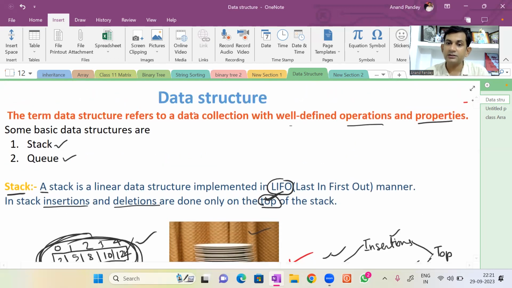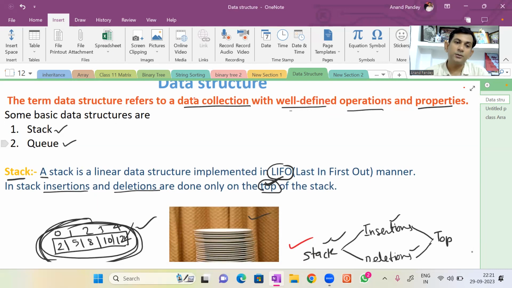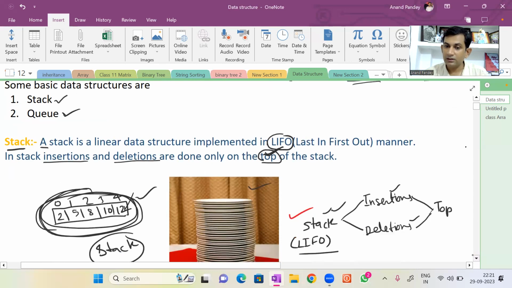Okay, so stack is a data structure, that is, data collection with well-defined operations. How many operations do we have on stack? We have two operations. We will have two operations on queue also. So we have well-defined operations, that are insertions and deletions. And what is the property of stack? In stack, data is implemented in LIFO manner, last in first out manner, and insertion and deletion, both operations are performed at the top only. Okay, am I clear? I think things are clear. So the definition is also clear.